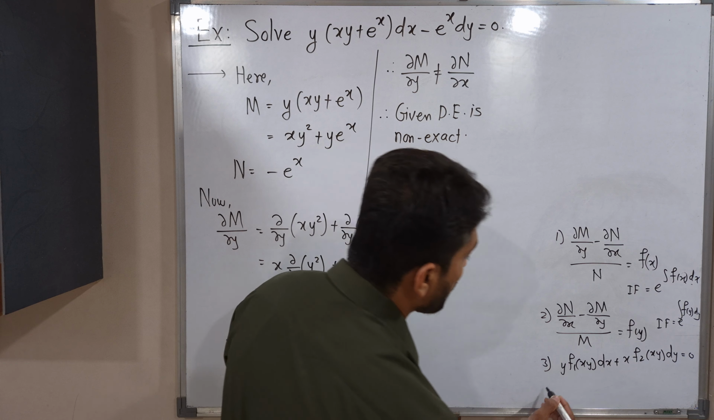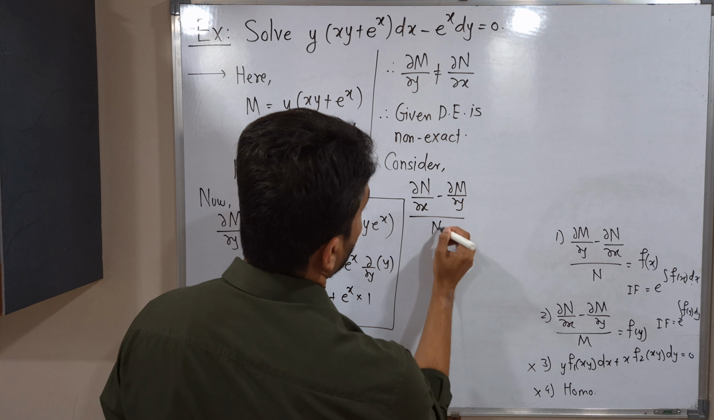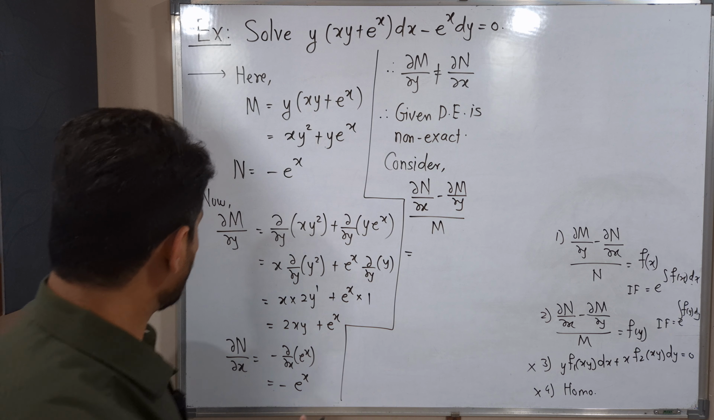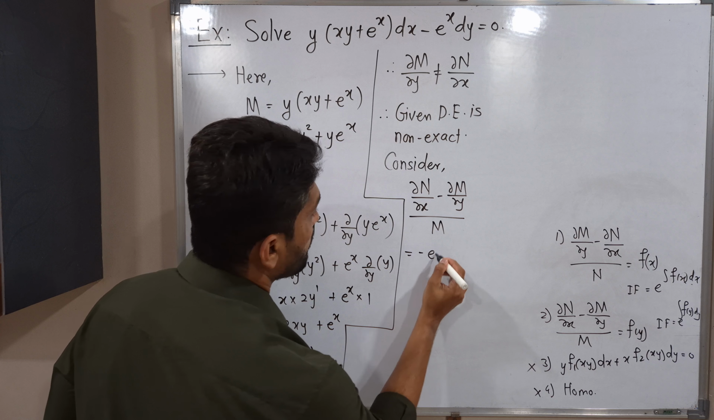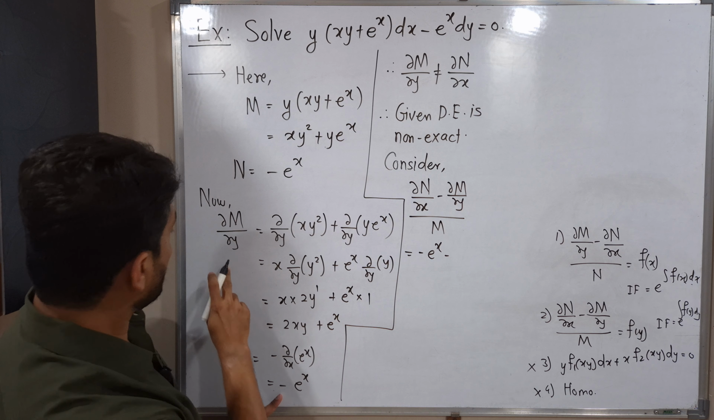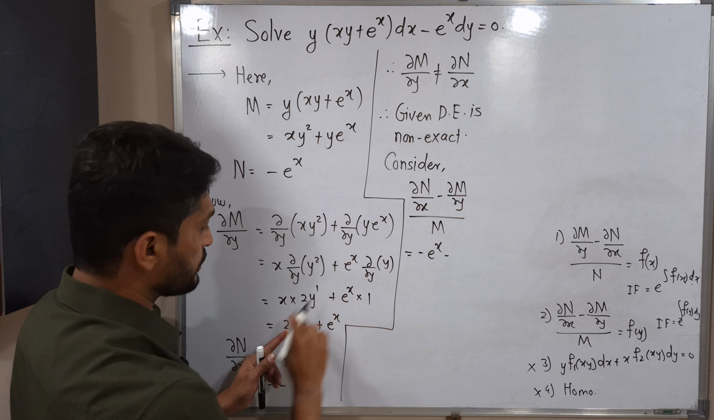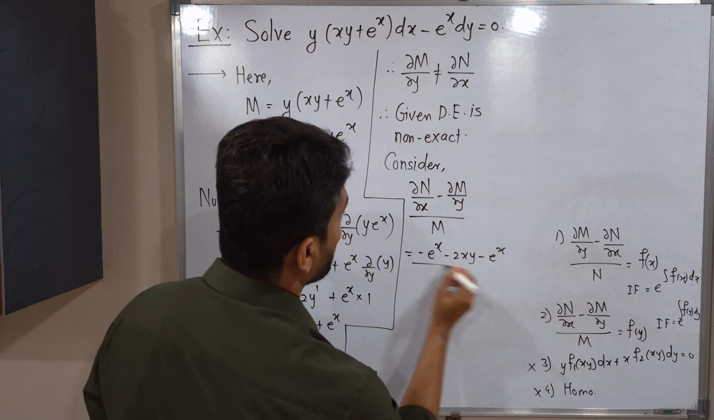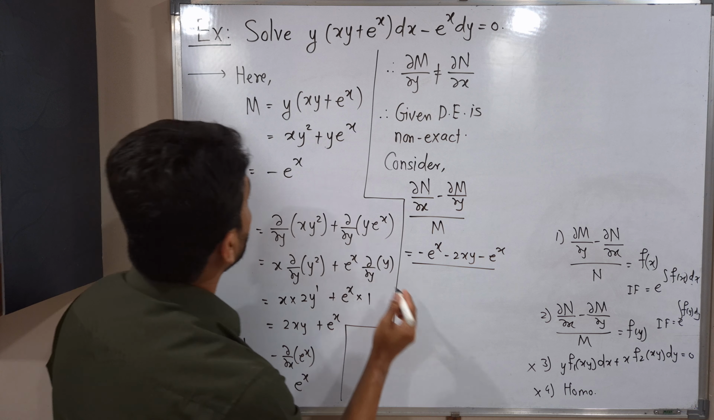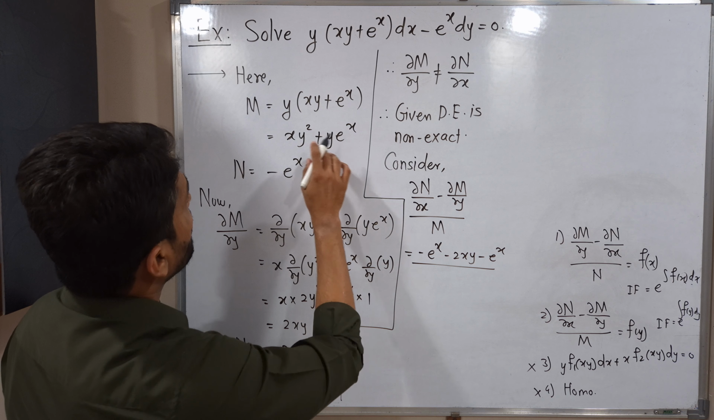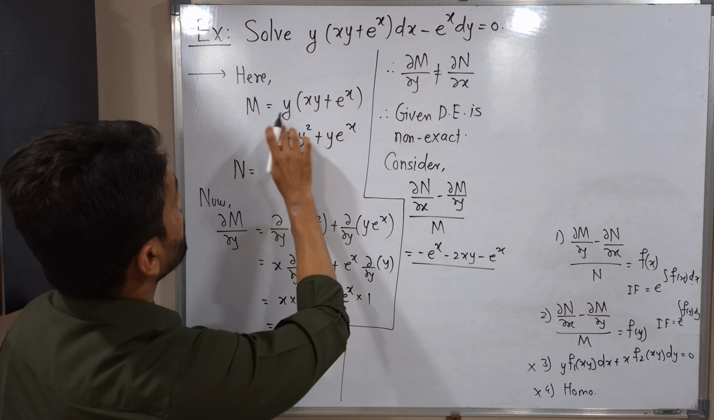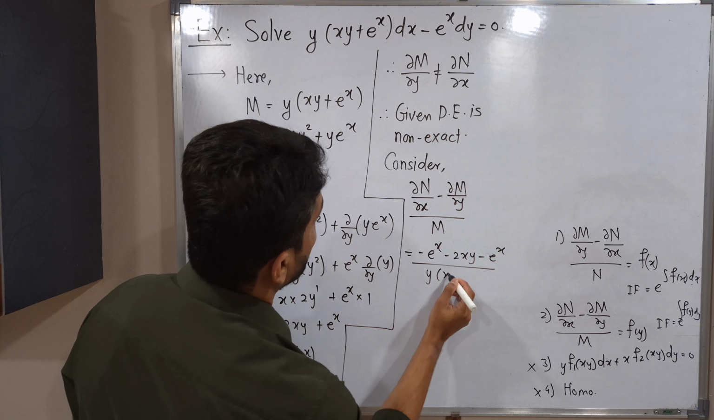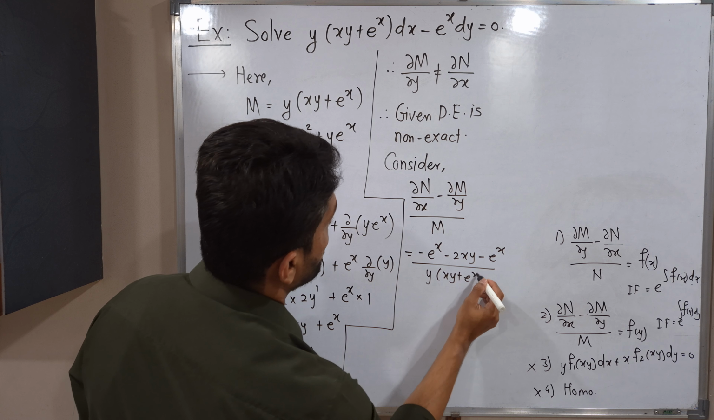So rule number 2 says ∂N/∂x minus ∂M/∂y, upon M. What is ∂N/∂x? Where is it? Minus e raised to x. ∂M/∂y here. Okay, the minus sign is outside, so the sign will get changed: minus 2xy minus e raised to x. Where is my M? Here is my M. Okay, see, why have we taken M? Yes, y we have taken outside already, so y(xy plus e raised to x).